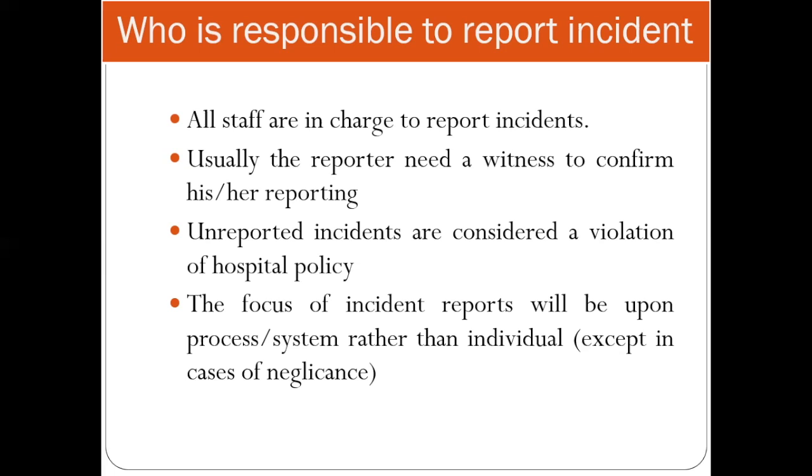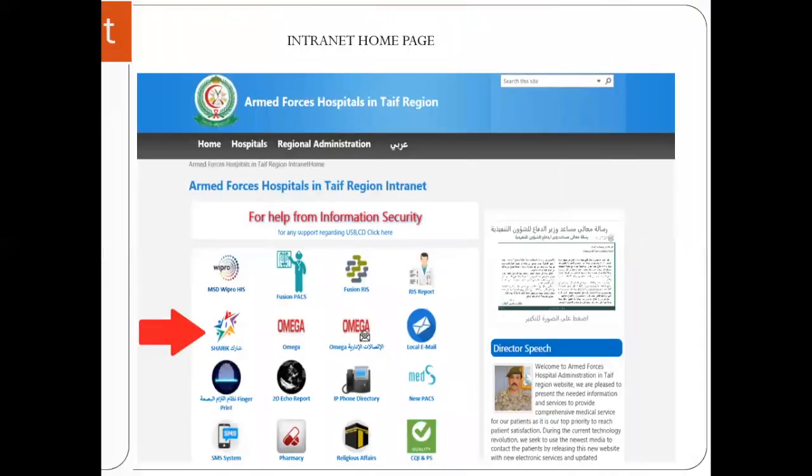We are not concerned with the one who reports or the one who did the incident. We care about making barriers to prevent the error from happening again in the future. And as we always say in quality, we are supposed to be in a blame-free culture. We are not blaming individuals.